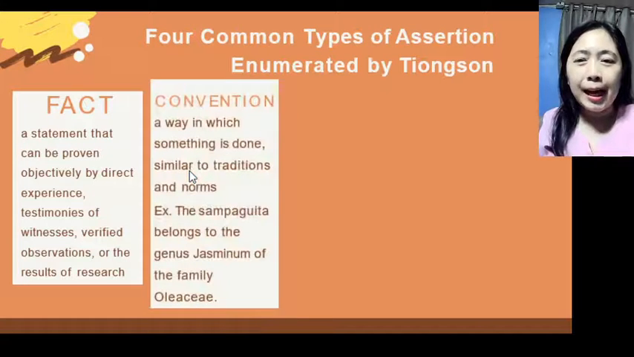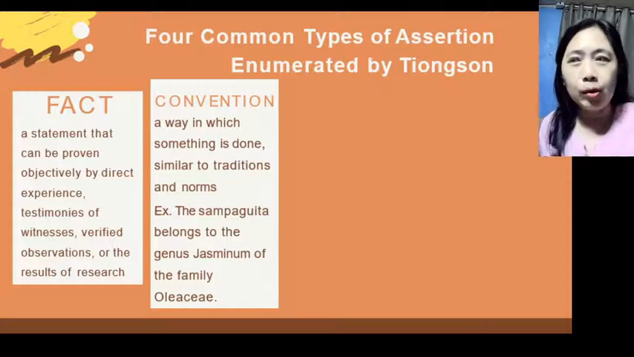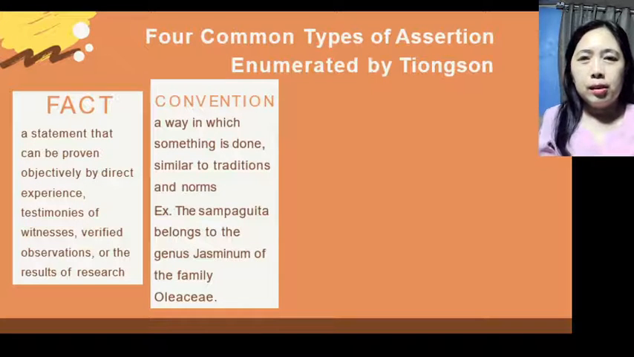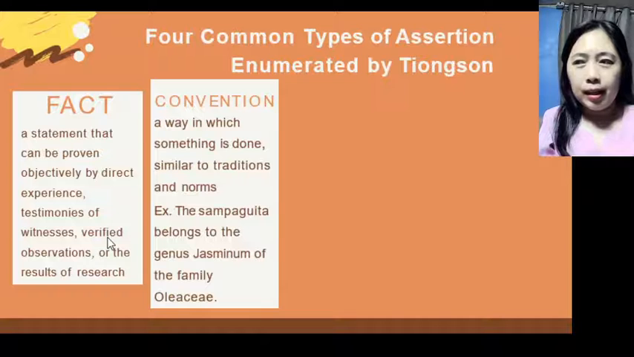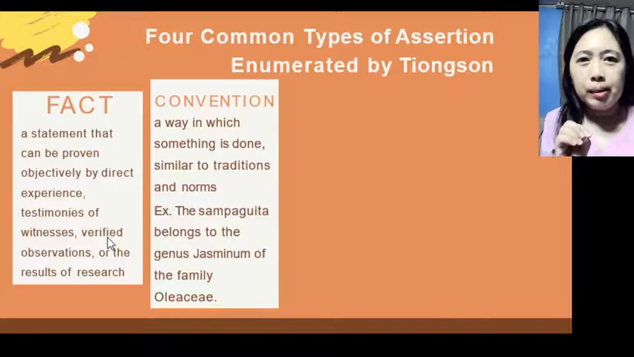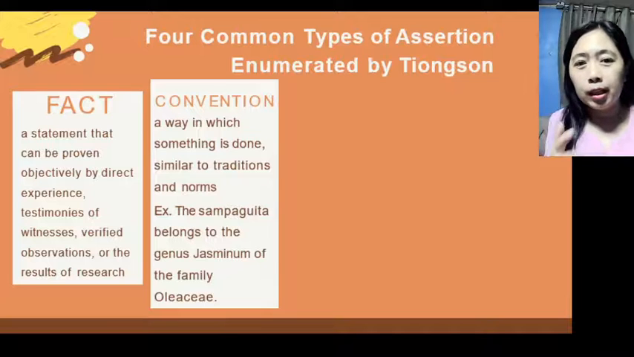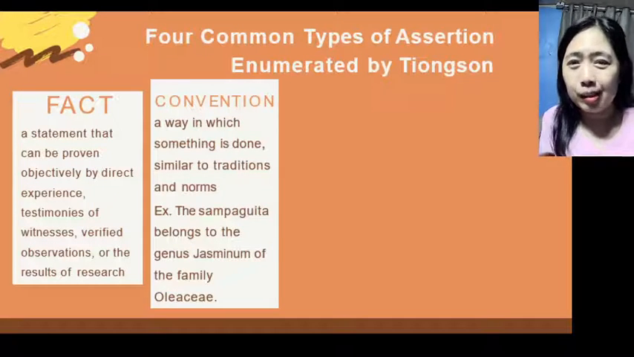Okay. Another type of assertion is convention. Kani siya kay naay relation sa imuhang naandan according to the tradition sa imuhang family. So ang sample diri sa fact kay ang root sa family sa sampagita daw kay gikan sa blah blah blah. Tinuod siya kay that's according to research. Actually, wala ko idea asa gikan ang root sa sampagita, no?